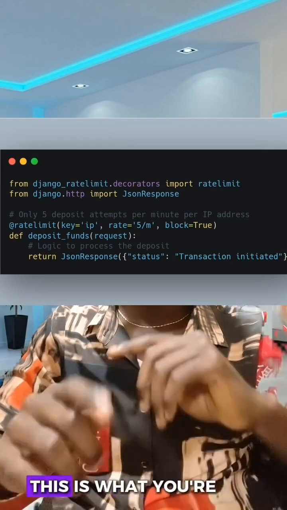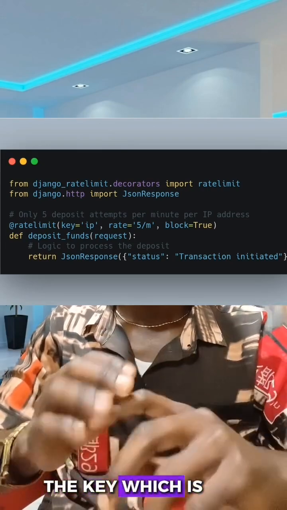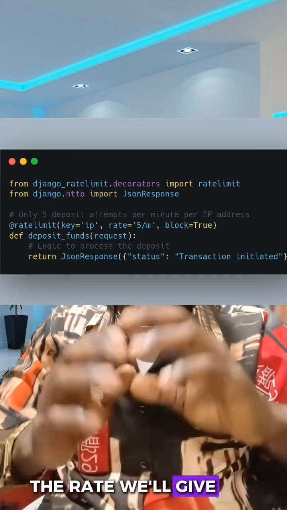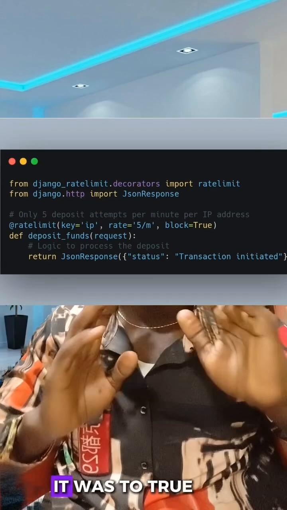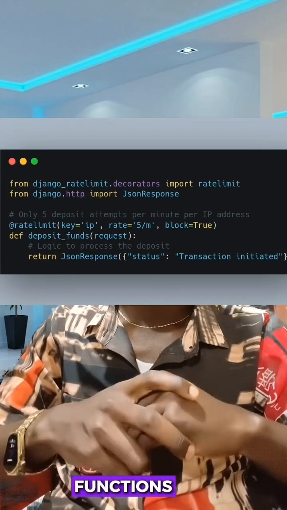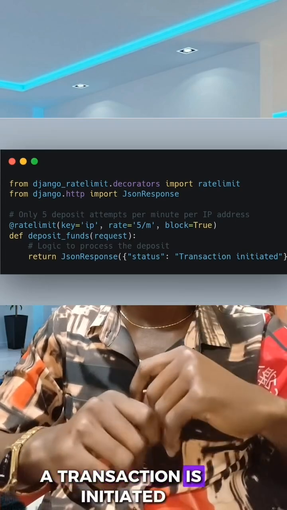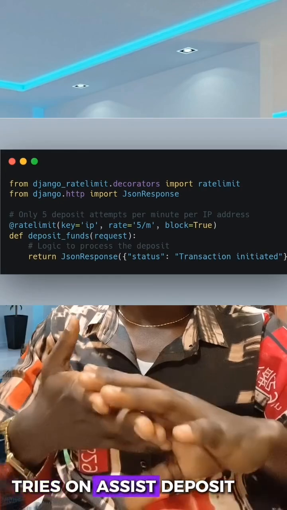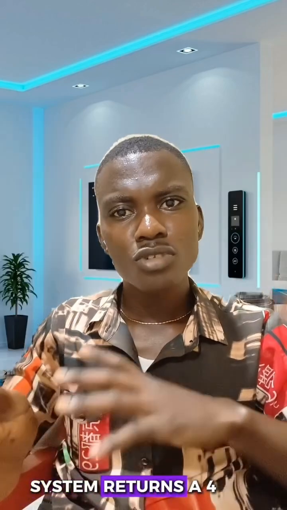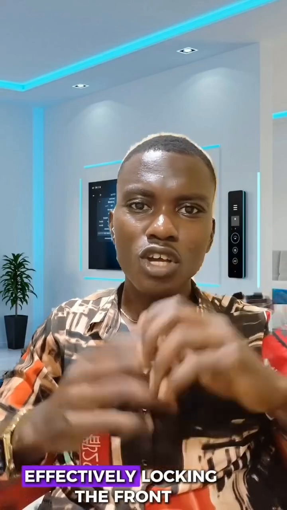We'll pass in our parameters: the key, which is the IP address, the rate, where we're giving it 5 per minute, and block set equal to True. Then we write our function. Each time a particular IP triggers that function, a transaction is initiated. But if a customer tries a 6th deposit in 60 seconds, the system returns a 429 Too Many Requests, effectively locking the front door.